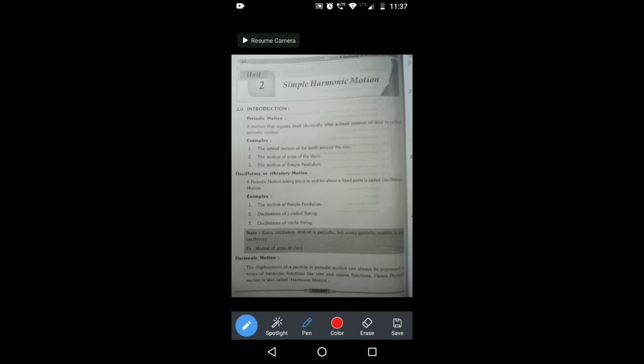Next, harmonic motion. What is the meaning of harmonic motion? The displacement of a particle in periodic motion can always be expressed in terms of harmonic functions like sine and cosine functions. Here, periodic motion is also called harmonic motion. Periodic motion and harmonic motion are both the same. Harmonic means simple harmonic motion, like a simple pendulum.